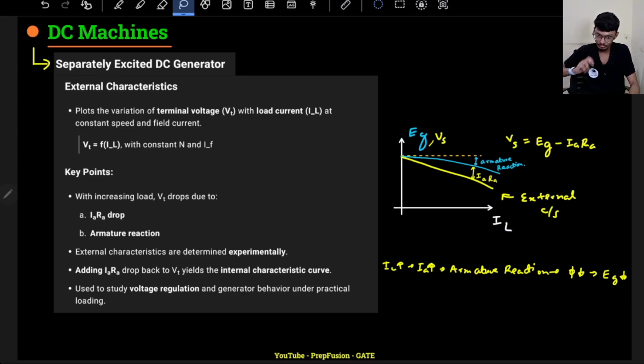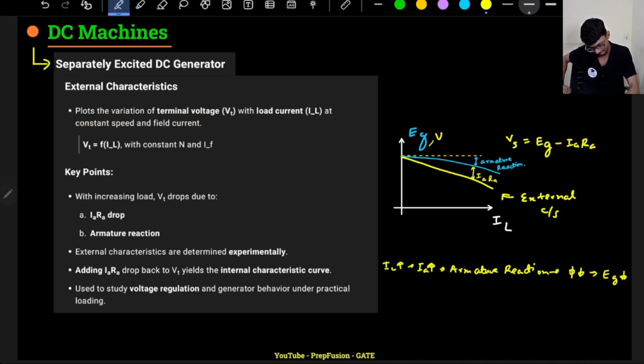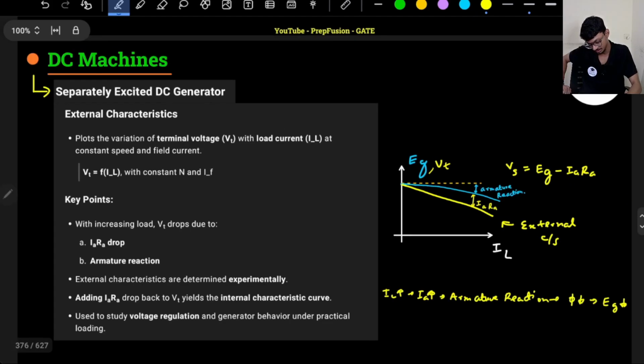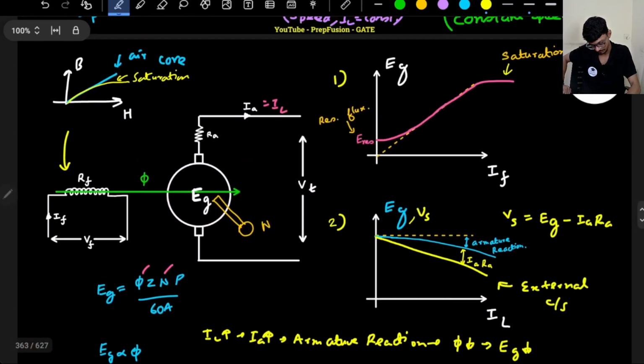Okay, so I hope you have understood this basic point. It plots the variation of the terminal voltage. So this is the variation of the terminal voltage. This will not be Vs, this will be the terminal voltage with respect to the load current. So here also this will be the terminal voltage.